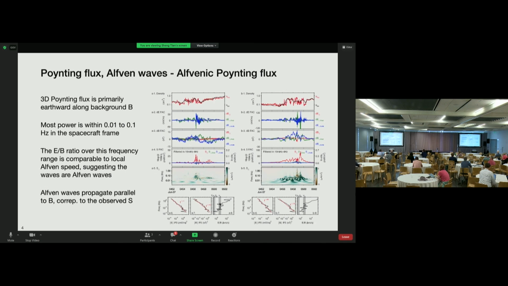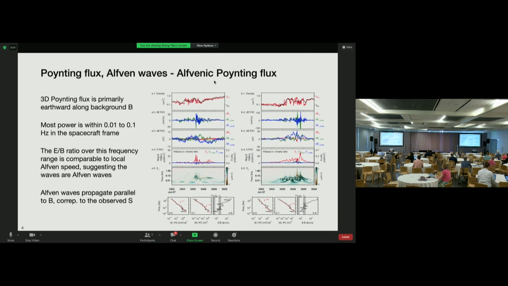So you can see that within this frequency range, the E/B ratio plateaus around the local Alfvén speed. This is a very strong indication that the wave around this frequency range is just the MHD Alfvén wave. And if you go back to the main power, this is the same frequency range. So therefore, we concluded that most of the Poynting flux we observed here is just MHD Alfvén waves.